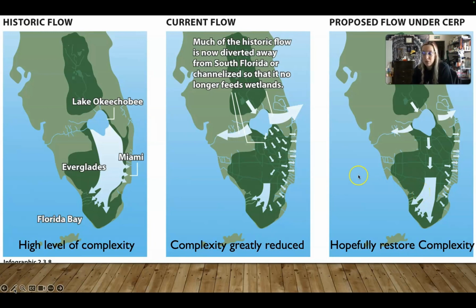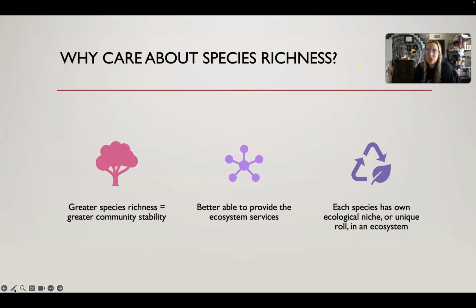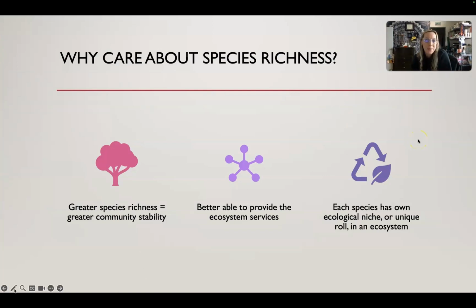So really be sure to review these ideas of concepts of niches in your book and why that can be important. So why do we care about species richness? Who gives a flying hoot? Greater species richness ensures greater community stability, so how stable things are. You're better able to provide more ecosystem services. If you recall back closer to the beginning of this video or of these slides, greater ecosystem services there. Then lastly, each species has their own ecological niche or unique role within an ecosystem. It's a pretty big thing here.